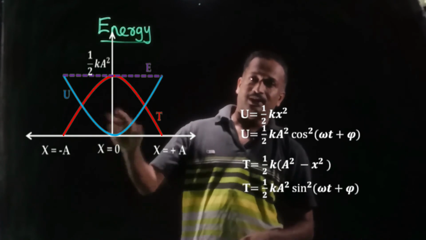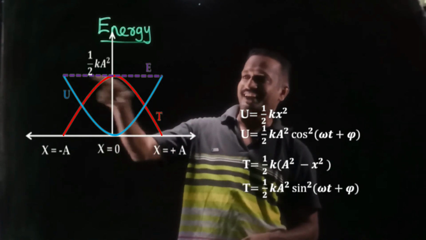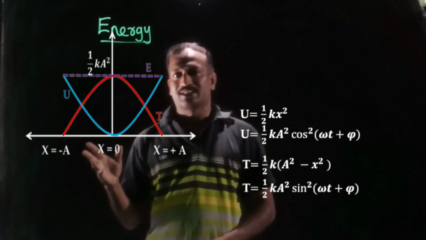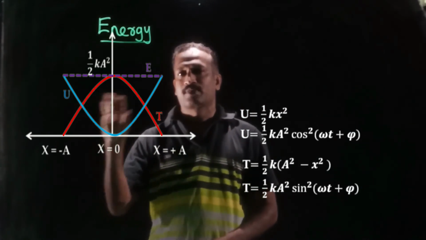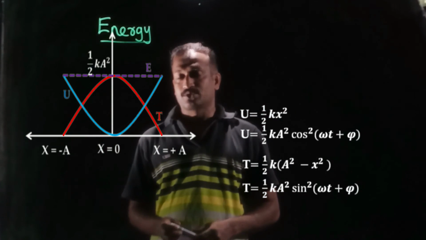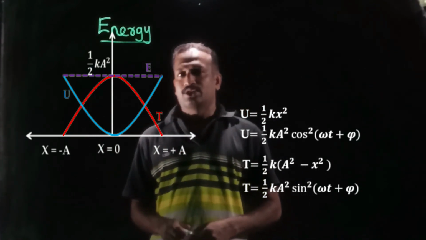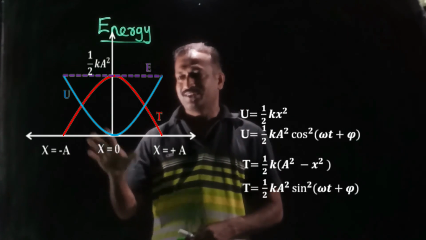And the total energy is the sum of these, half k a square, it is a constant. Sorry, the variation of potential energy, kinetic energy, and the total energy with the displacement is shown.